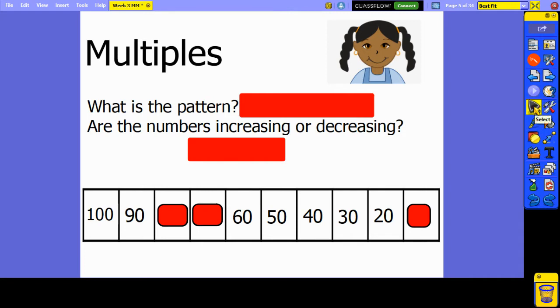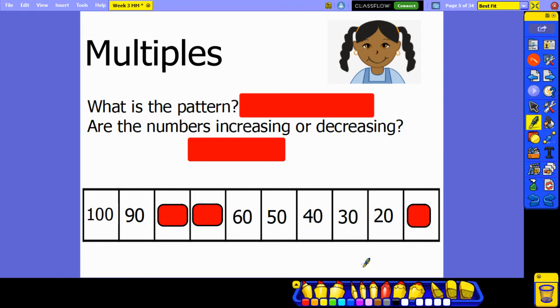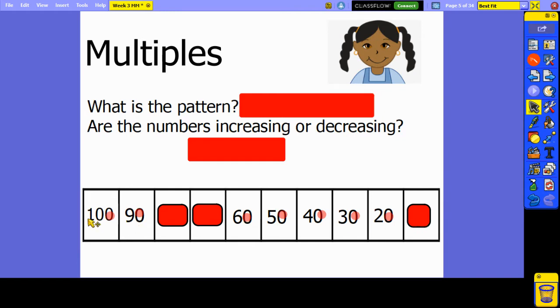Multiples. Right, I've got a pattern here. I wonder if you can spot with these numbers, what is the same about all of these numbers? They all end in a zero. What do we know about numbers that end in a zero? They are multiples of 10. I suspect that these are counting in multiples of 10.